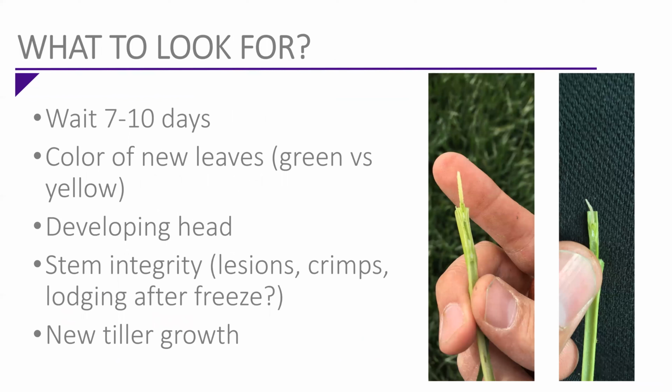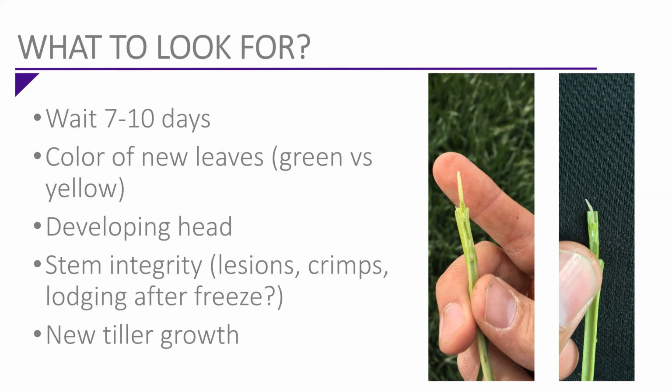So just as a reminder, what we're looking for in our fields to see if we sustained any freeze damage or not. First thing, we need to wait about a week, right? We're not going to see much sign of the freeze damage before those 7 to 10 days. But then we can look for the color of the new leaves. If the new leaves that are emerging are nice and green, that's excellent. If they are yellow, that could be an indication that that tiller is probably gone.